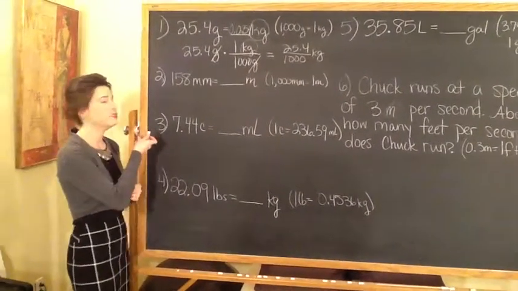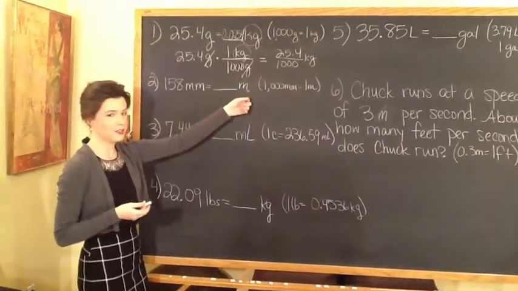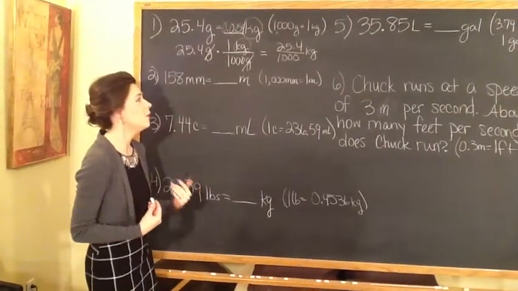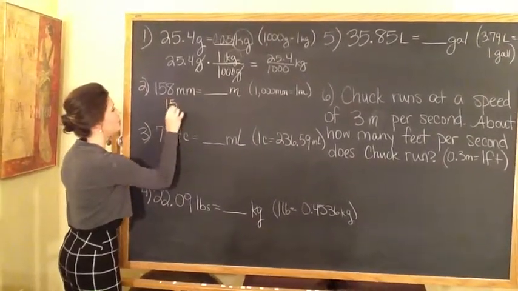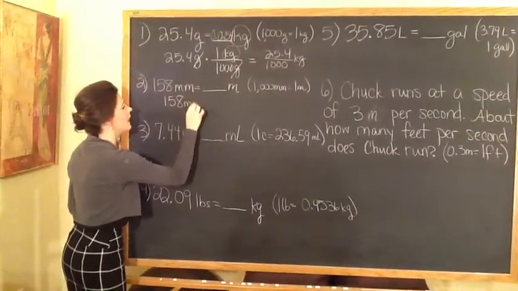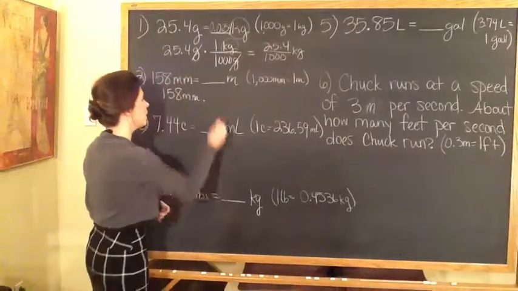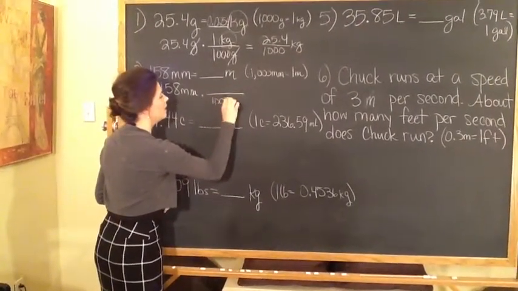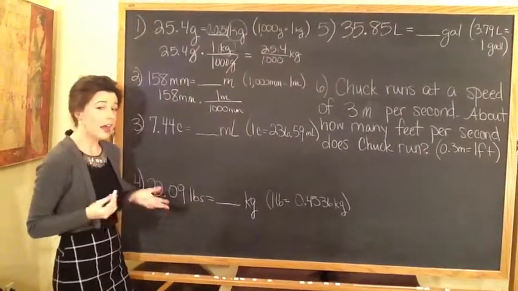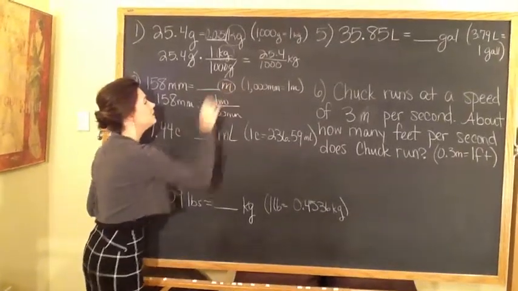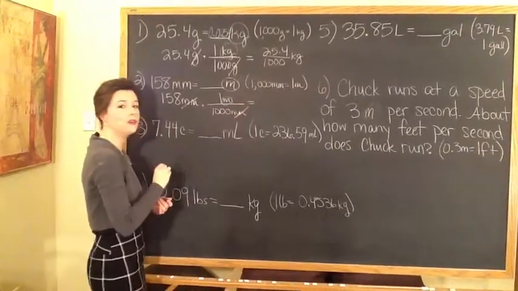Alright, let's look at example number 2. We have 158 millimeters is equal to blank meters. I'm going to look at my cheat sheet and figure out how many millimeters are in 1 meter or vice versa. So I write 158 millimeters, and I found that there are 1,000 millimeters in 1 meter. So I know I have to put 1,000 millimeters in the denominator and 1 meter in the numerator. Why? Because I want meters to be my final units and my millimeters to cancel out. I know I set it up correctly since I could cancel.